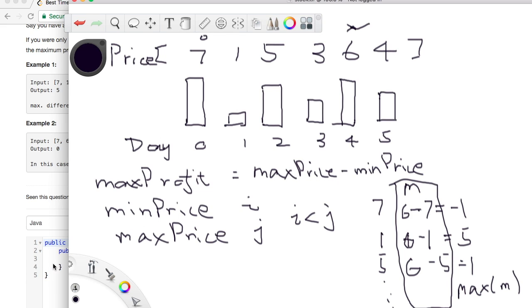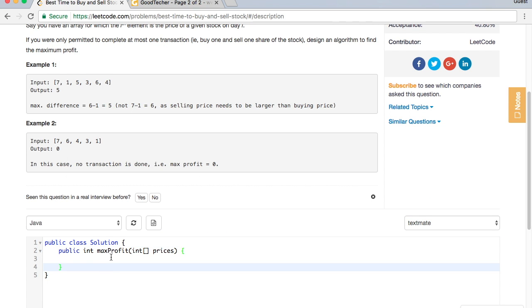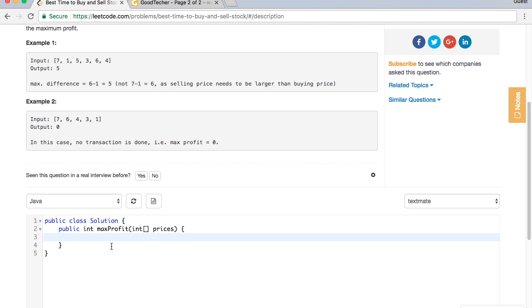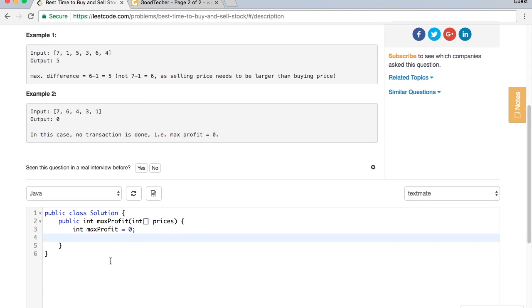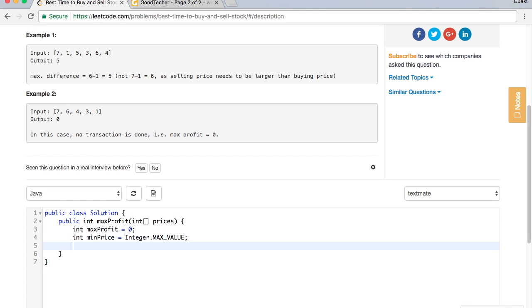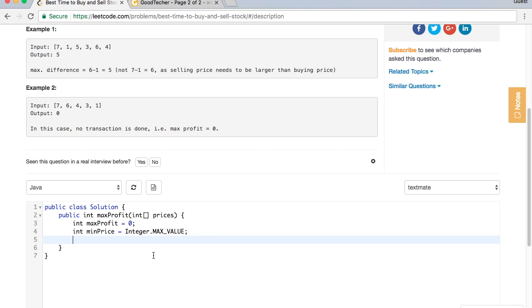Okay, let's go back to the problem. I'm going to demonstrate how to code this problem in Java. As we mentioned, we can introduce a variable called max profit, initialized with 0. We haven't done the trading yet, so we have not gained or lost any value. We also have a variable called minimum price to keep track of the lowest price, and we can initialize it with integer max value, because we haven't gone through the price array yet. Later, as we go through the price array, we can update this minimum price.